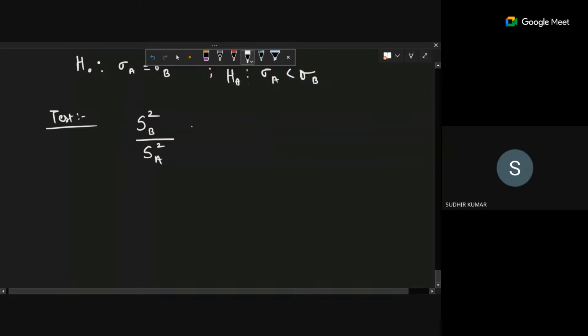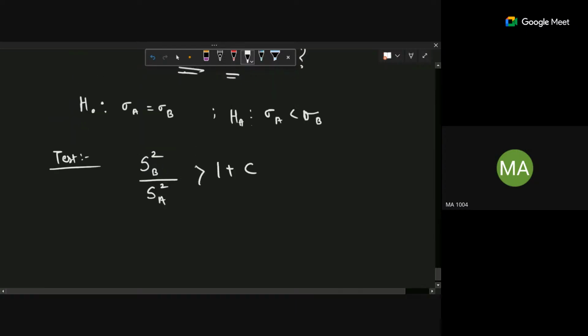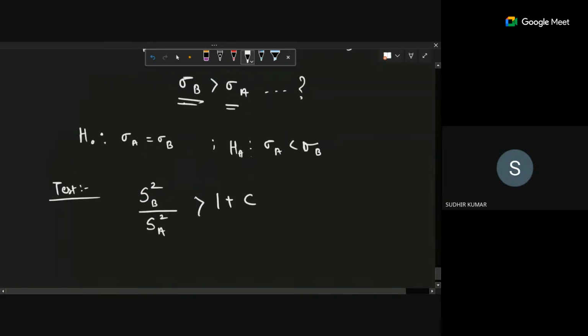Greater than some C, right? Yes, and let's say 1 plus C, due to the ratio condition. Fine. Is it okay, ma'am, till now? Why are we taking the alternative sigma A less than sigma B? Why is it not equal to?